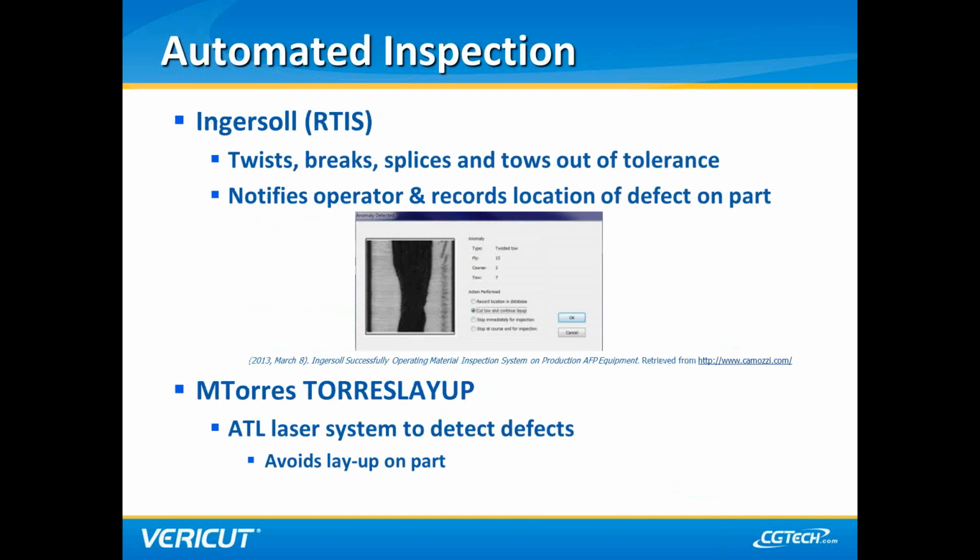So looking at a couple of systems that are currently available, Ingersoll has a real-time inspection system, which takes a look at that incoming material as we talked about, and inspects for twists, breaks, splices, and toes out of tolerances, and it notifies the operator and records locations of defects or prevents those from being laid up on the part. Then MTORAS also has a similar system, which uses a laser inspection system to detect defects in incoming tape to its ATL machines, and if there are defects associated with that tape, it'll lay those up on a scrap table and avoid laying them up on the actual part.